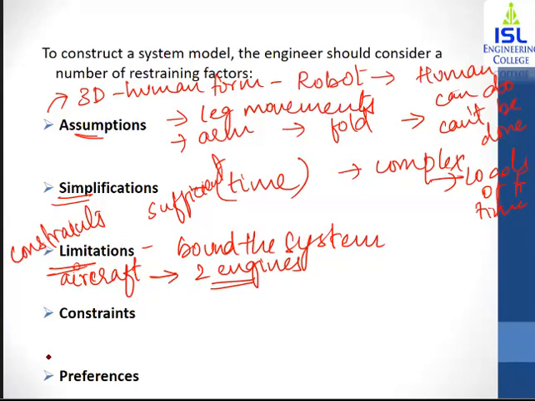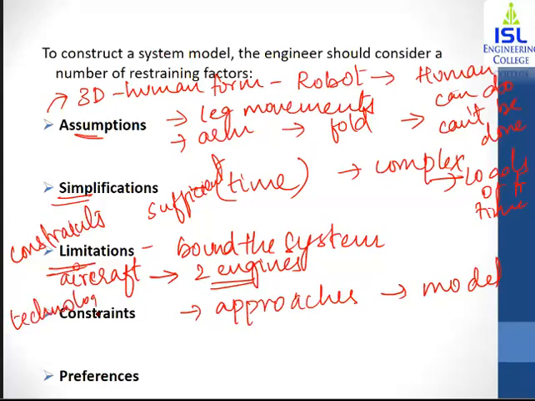The next is constraints. Now, constraints are how a particular model is being created, or what are the different approaches that you're using to model the software. Within the approaches, you can identify the different programming language that you're using, the technology that you're using, or the processors that are supportable for the specific development of architecture. Those are your constraints.